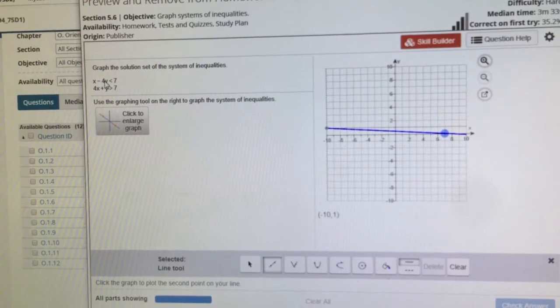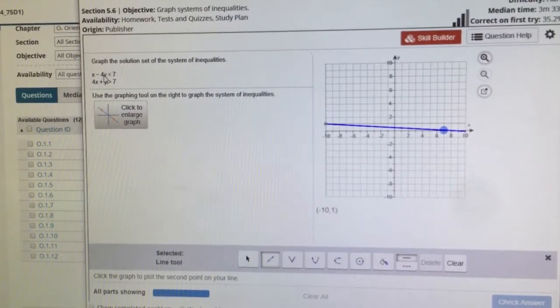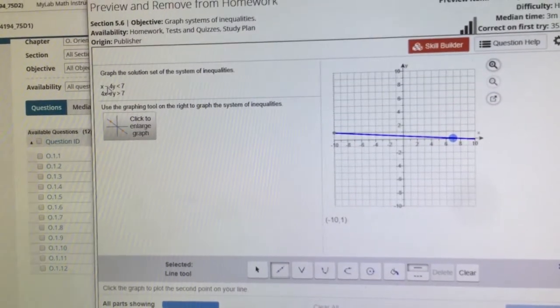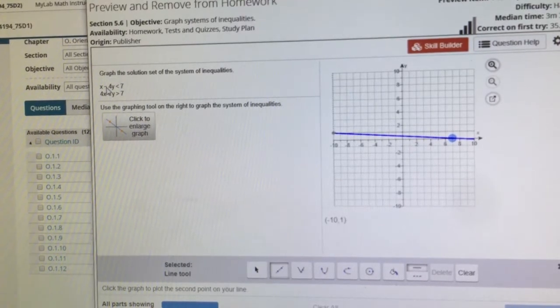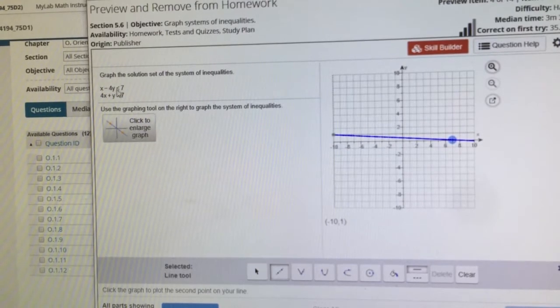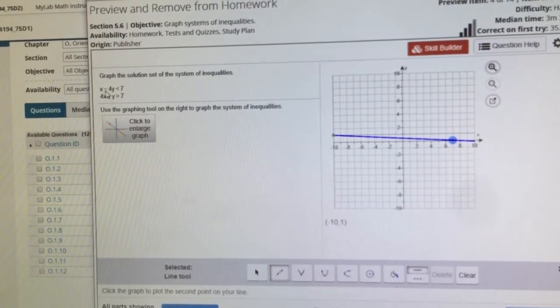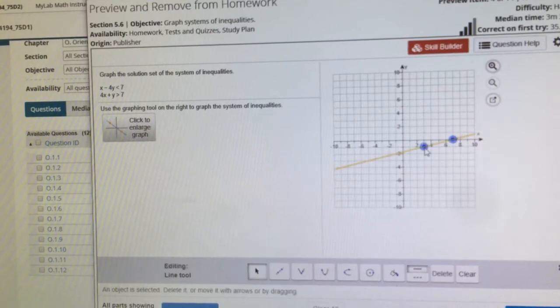Well, let me put -1 in because I think it's going to make it go off the graph. If I put -1 in, -4 times -1 would be +4. So I have x plus 4 equals 7. So I have to minus 4, which means x would have to be 3. So 3 and -1. So let's go to 3, -1 right there, and there you go.